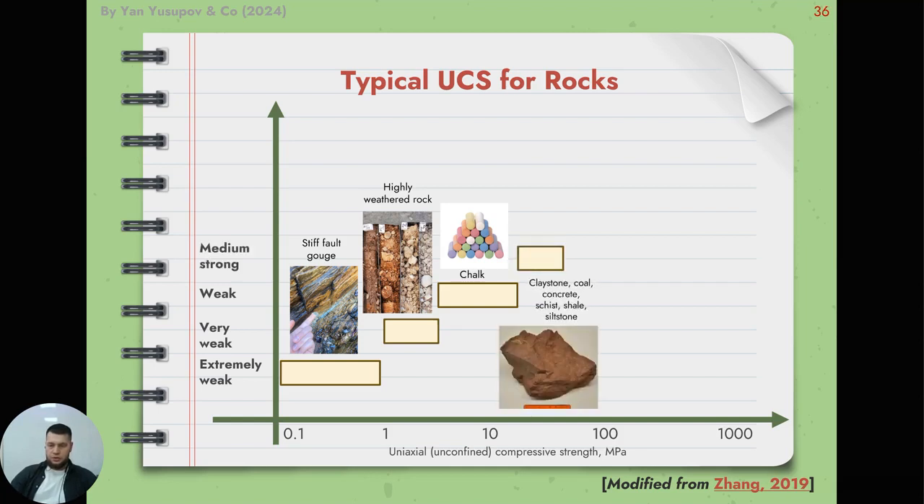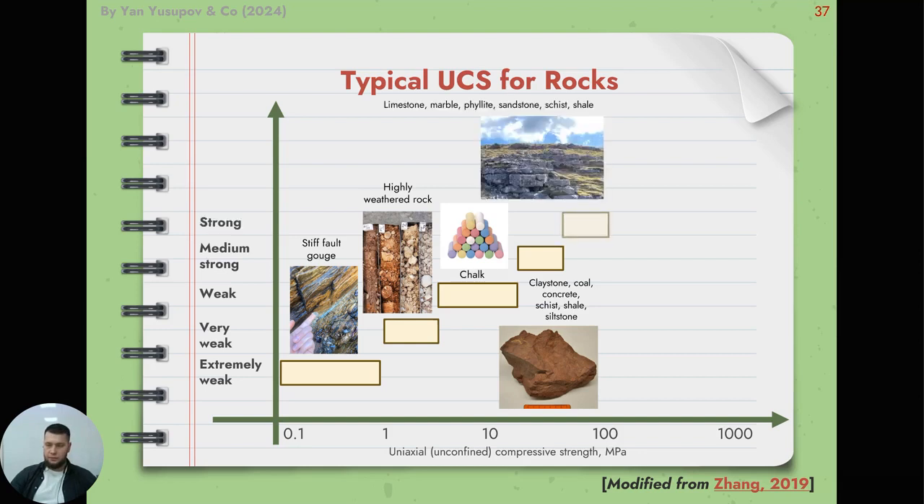Medium strong rocks include claystones, coals, concretes, schist, shale, siltstone. Their UCS is from 25 to 50 megapascal. Strong rocks are limestone, marbles, phyllites, sandstones, shales, schists. UCS is from 50 to 100 megapascal.